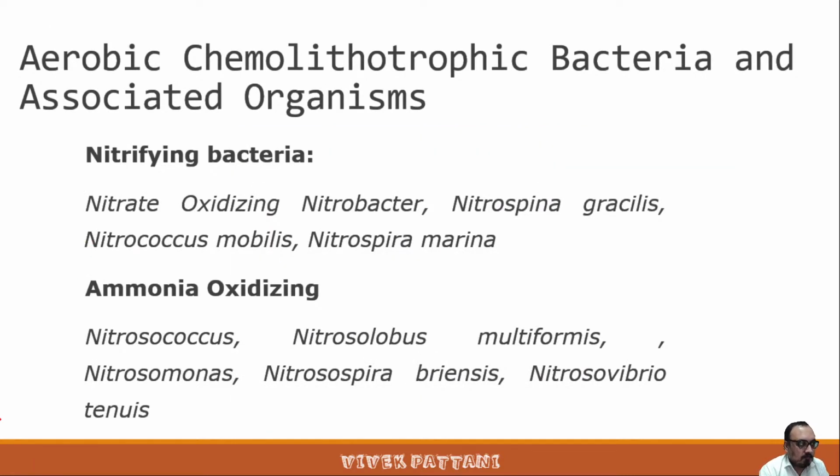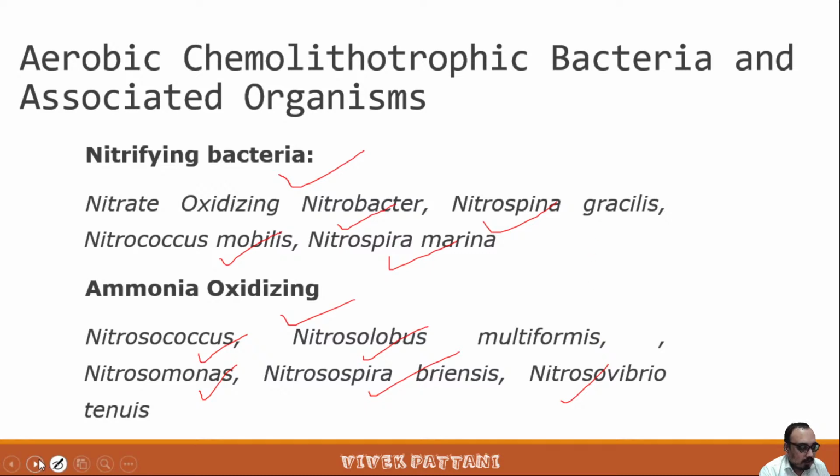Now, the next group includes aerobic chemolithotrophic bacteria and associated organisms, which includes nitrifying bacteria as well as ammonia oxidizing bacteria. Starting with the nitrifying bacteria, from each group I have tried to include at least one example. Starting with nitrite oxidizing bacteria, which are Nitrobacter, Nitrospina gracilis, Nitrococcus mobilis, Nitrospira marina. The next is ammonia oxidizing bacteria, which includes Nitrosococcus, Nitrosolobus multiformis, Nitrosomonas, Nitrosospira briensis, and Nitrosovibrio tenuis.